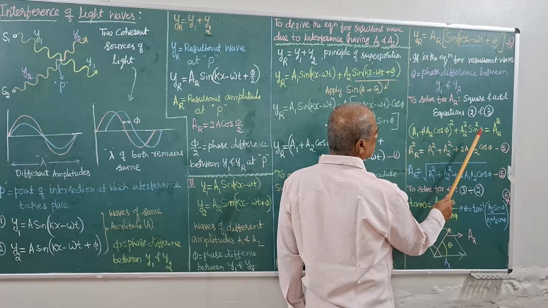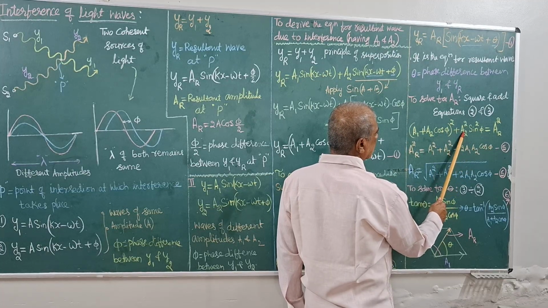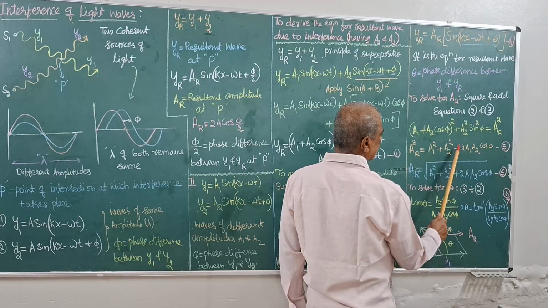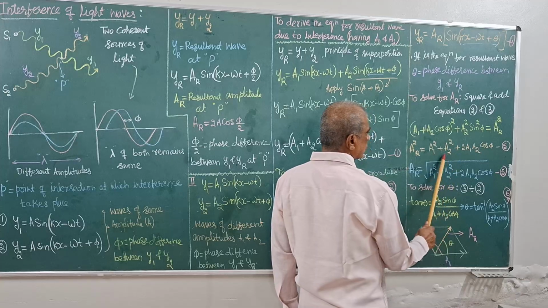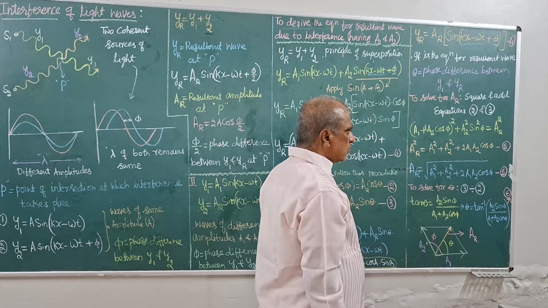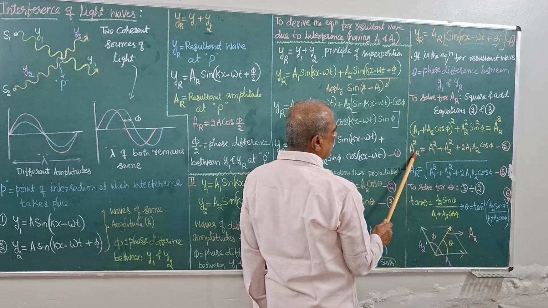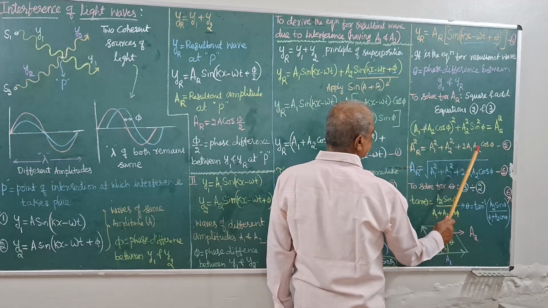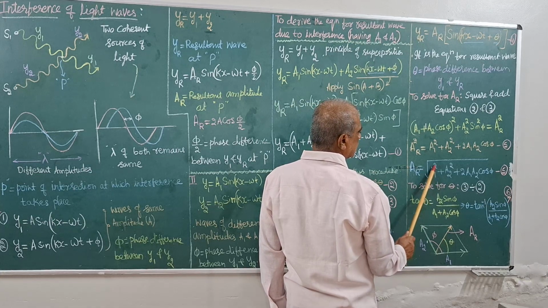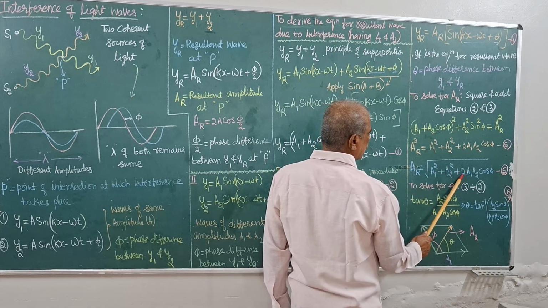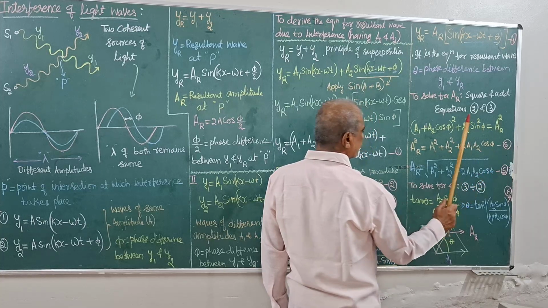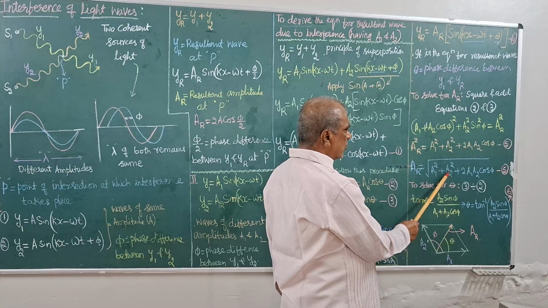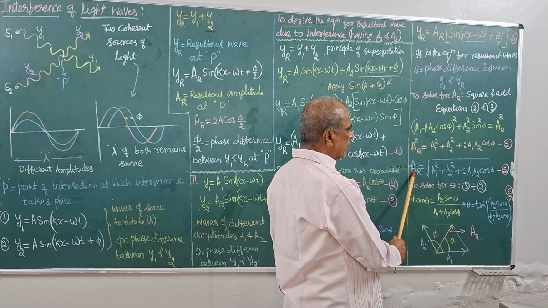Here we have cos square and sin square. A2 square is common. When you take out A2 square as a common factor, cos square plus sin square becomes 1. So the remaining is this. AR square is this. What is AR? It is the square root of this: A1 square plus A2 square plus 2 A1 A2 cos phi. What is phi? The phase difference between wave 1 and wave 2. We have arrived at this AR.